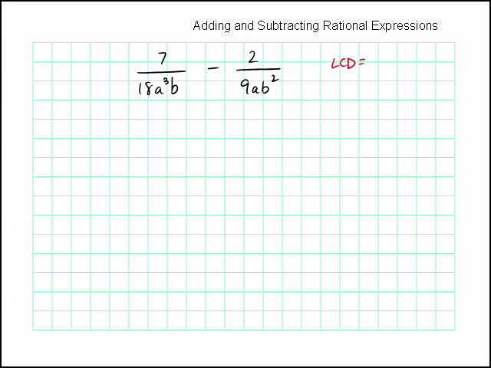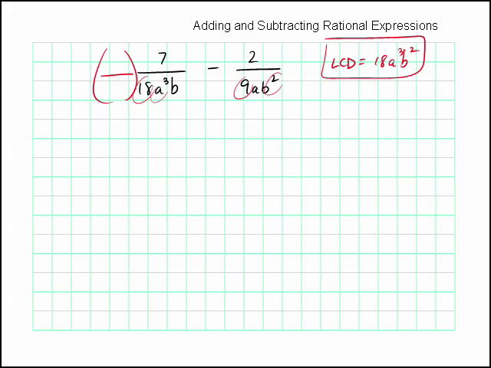The LCD for 18 and 9 is 18. And since the largest exponent of a's I have is a cubed, I have to have an a cubed in the LCD. And the largest exponent for b is here, b squared, so I have to have a b squared in the LCD. Remember, use the largest exponents that you see. Okay, there's the LCD.